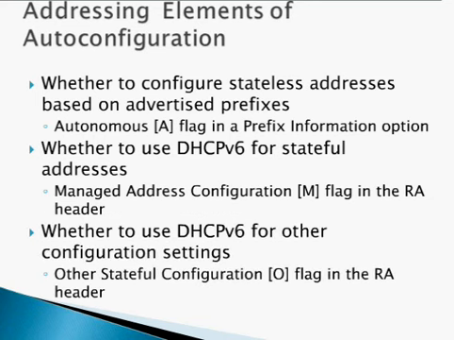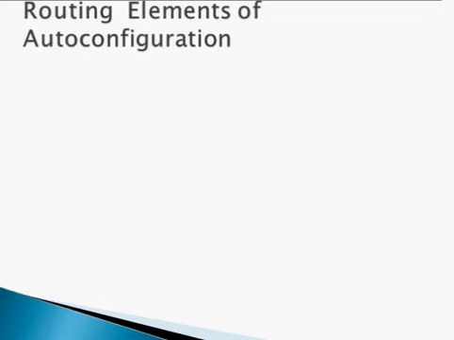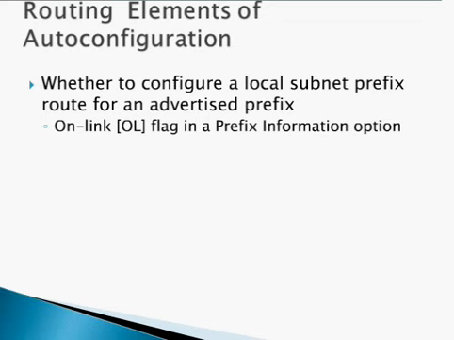And lastly, whether to use DHCPv6 for other types of configuration settings. And this is the O flag, also known as the other stateful configuration flag in the RA header. Okay, so that's the elements of auto configuration. There's also some routing information that's very important. Number one, whether to configure a local subnet prefix route for an advertised prefix. And this is the OL or onlink flag in the prefix information option. If this flag is not set, it's set to 0, or the prefix is not advertised, then I'm not going to add a local subnet route for that prefix. And that becomes very important a little bit later on, as I'll discuss.